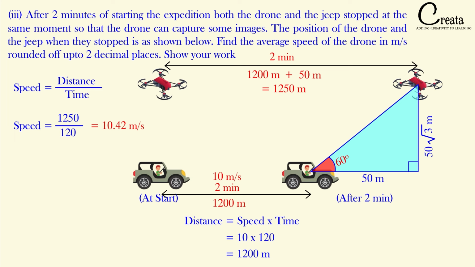That is the answer. The speed of the jeep is 10 meter per second. The speed of the drone is 10.42 meter per second. The speed of the drone is higher as compared to the jeep. That's why it has covered 50 meter extra as compared to the jeep. Got it? That is the answer of this part. Let's move to the next part.